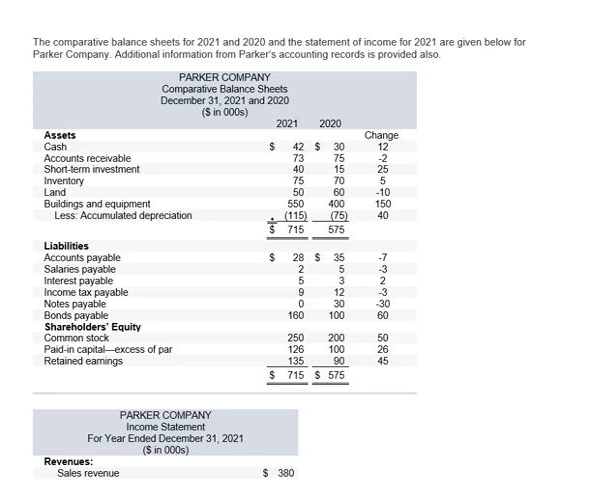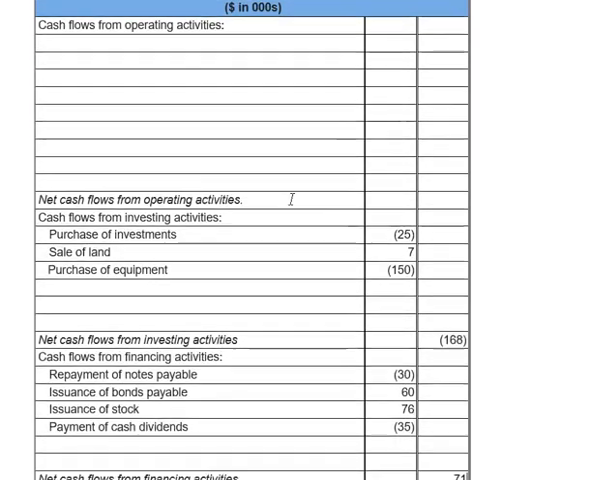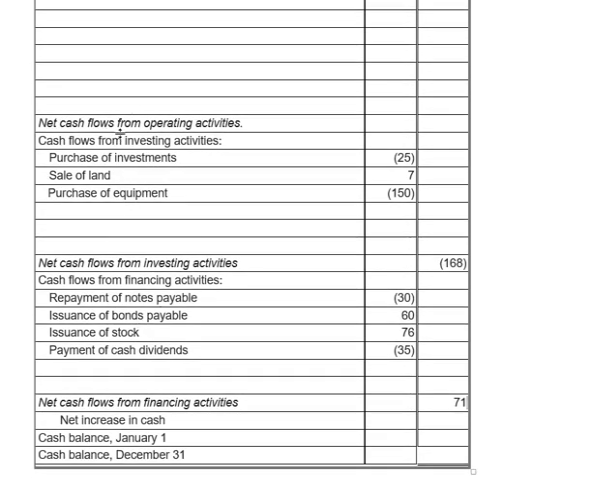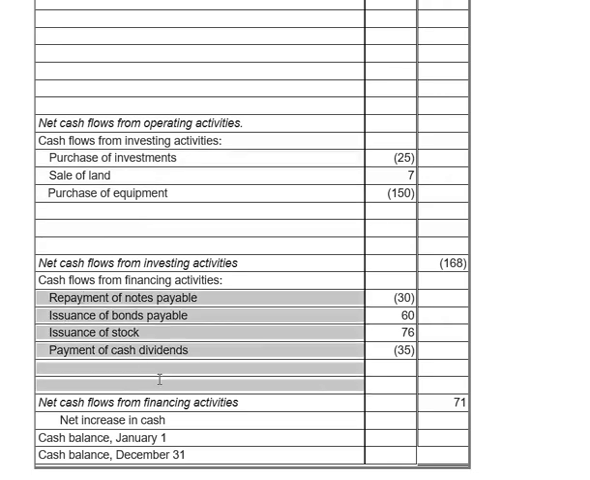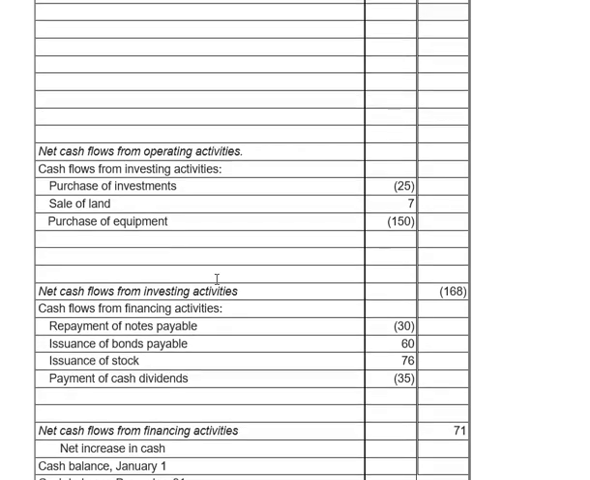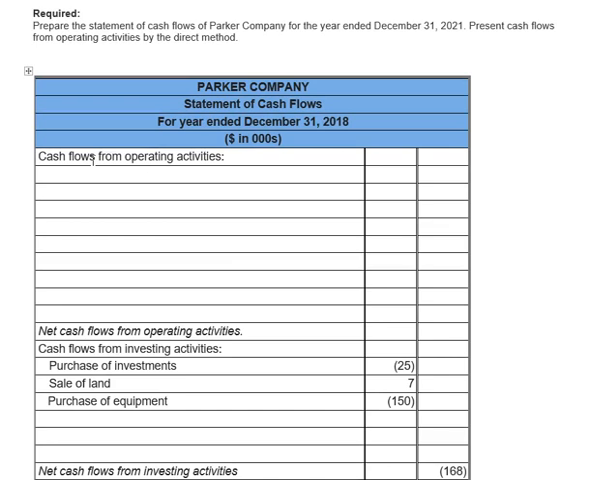Well, the indirect method, when we say indirect, we're only talking about operating activities. All the other sections would be exactly the same. So there would be no change in our investing activities. There would be no change in our financing activities. The only difference would be how we show our operating activities.